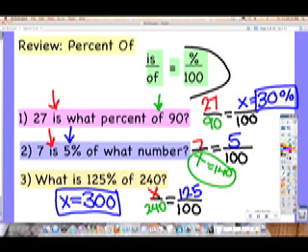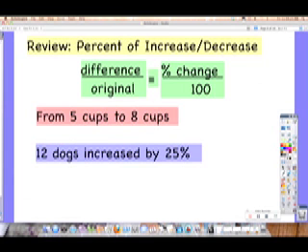What about these ones? So this one, this is percent of an increase or decrease. But look at the green. We've got to do difference over original equals the change in percent over 100. First, let's deal with increase or decrease. If it's going from 5 cups to 8 cups, is that an increase or decrease? Increase. All right, so I'm just going to write increase. Okay, this one is super obvious. 12 dogs increased by 25%, increase, right? So we've got to really focus on that increase on that one.